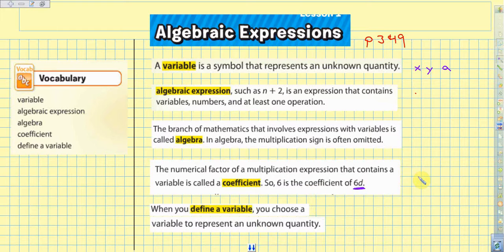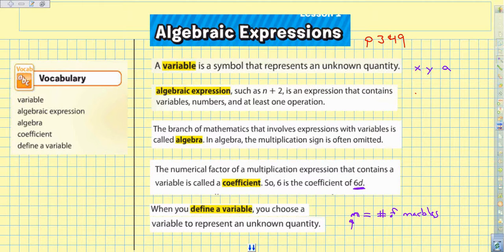And when we define a variable, basically you choose a variable to represent an unknown quantity. So it's like, well, how many marbles does he have? And the question, we're going to let m represent the number of marbles. So it would be m is equal to the number of marbles. Okay, so the idea here is we have defined a variable.